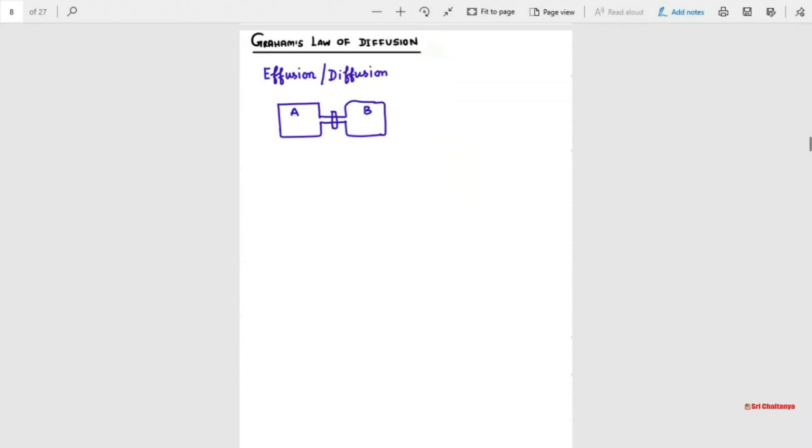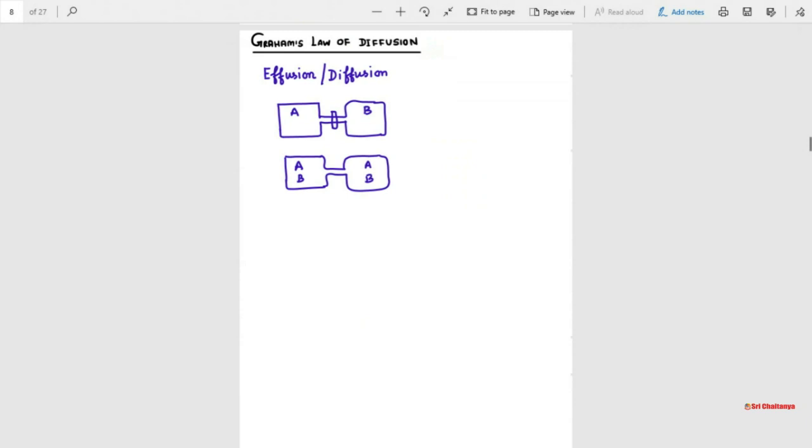When we remove the stopcock, what will happen? This A and B gas will intermix. A will move from container A to container B. Now A will be in both containers, and B is also present in both containers, right? So here mixing of gases is taking place.